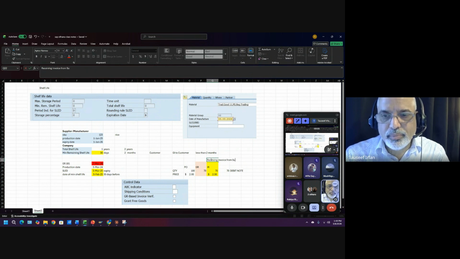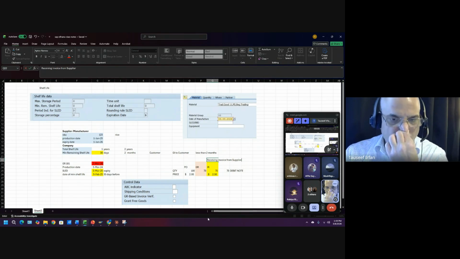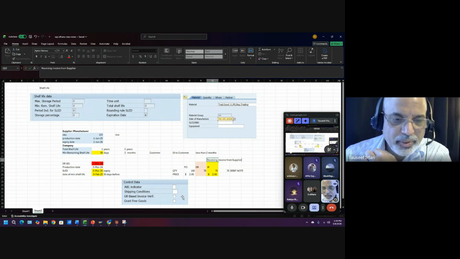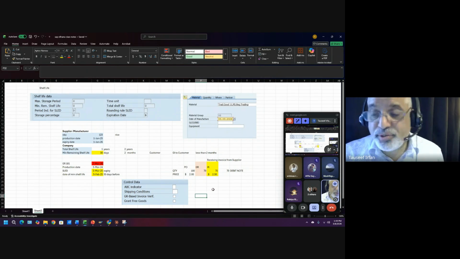Okay, please. What is the scenario when you don't need the GR-based invoice verification? Yes, there is a scenario. I'll tell you.